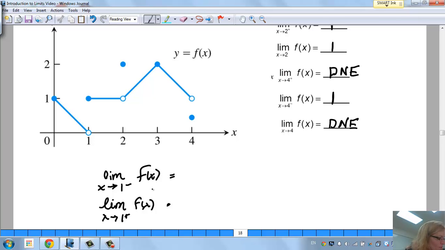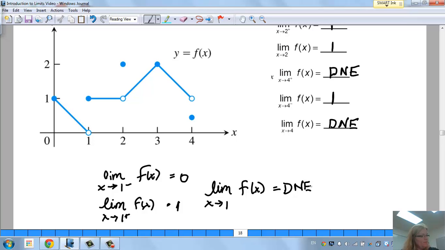So if I approach 1 from the left, my y value is 0. If I approach 1 from the right, it's 1. Therefore, the limit as x approaches 1 generally of this function does not exist because the left and right don't match. Well, there's a little short video, and oh, there's one other page, sorry, one more page.